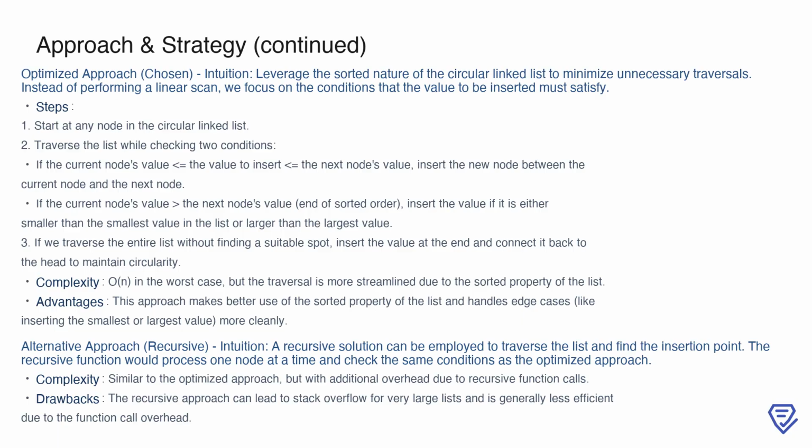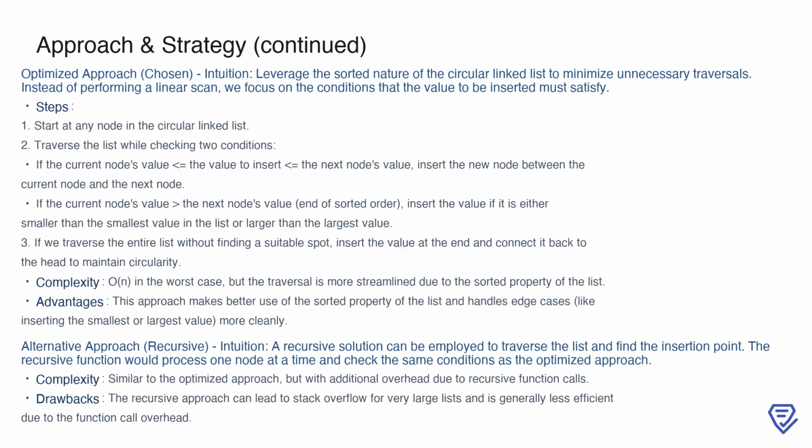Instead of scanning the list linearly, we focus on specific conditions the insertion point must satisfy. Starting at any node, we traverse the list while checking two key conditions. First, if the current node's value is less than or equal to the value being inserted, and the next node's value is greater than or equal to it, then we insert the new node between the current and next nodes. The second condition accounts for the circular nature of the list.